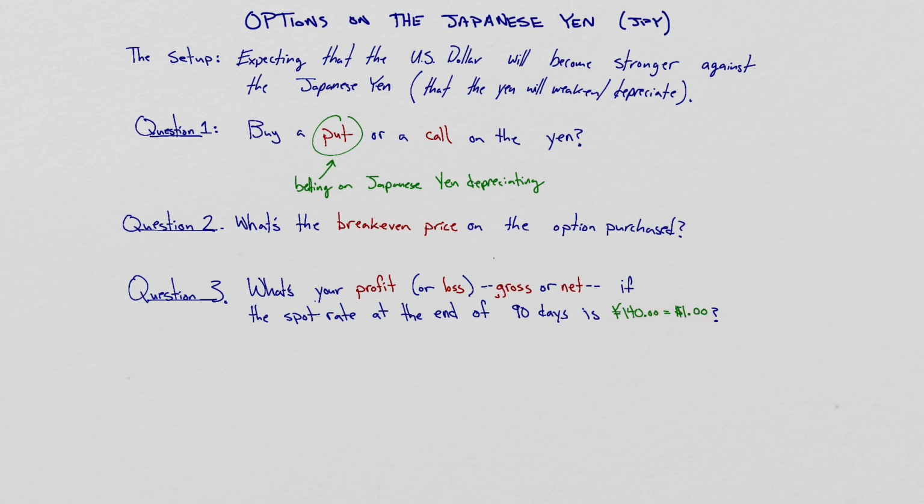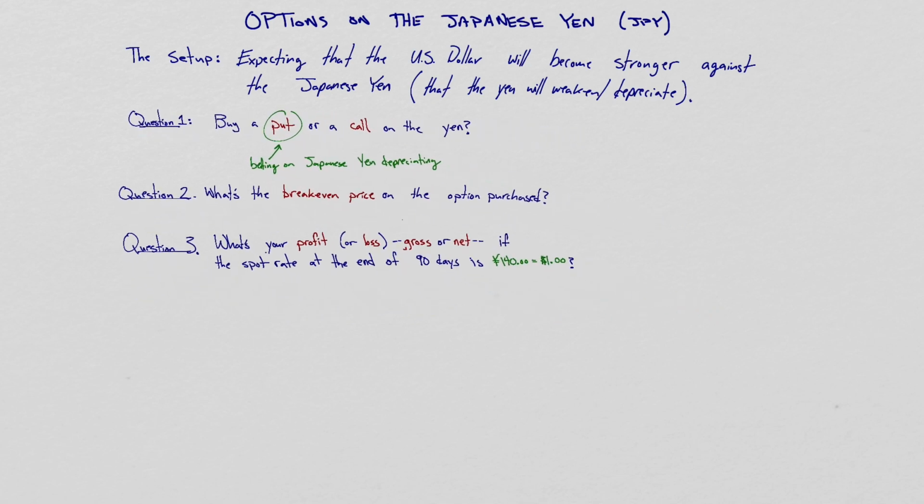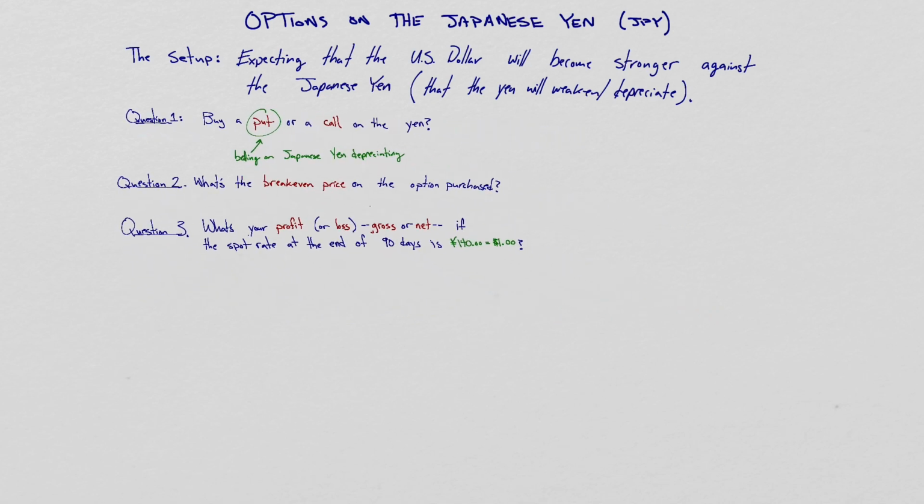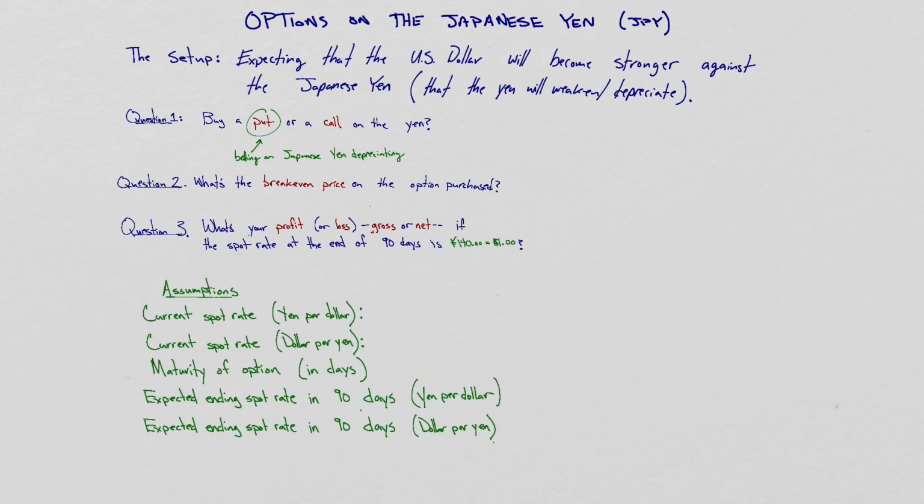So to answer these questions, we're going to need some starting parameters, some assumptions. These are as follows. We've got a starting spot rate, a current exchange rate of the Japanese yen to the dollar, of 120 yen for every dollar. And if you want that in dollars per yen, take 1 divided by that number, and we get something pretty small, 0.00833.